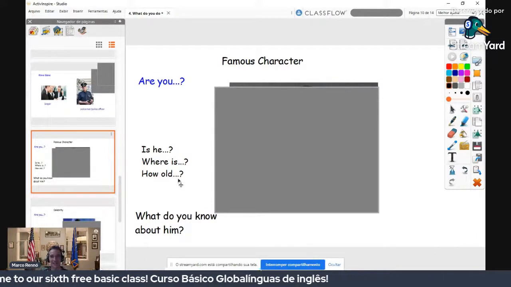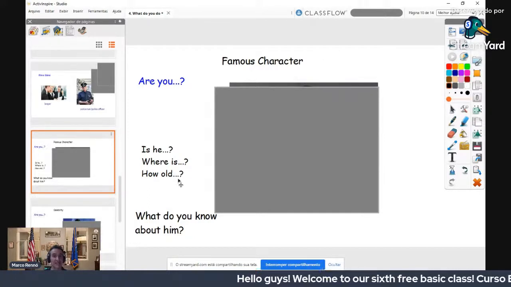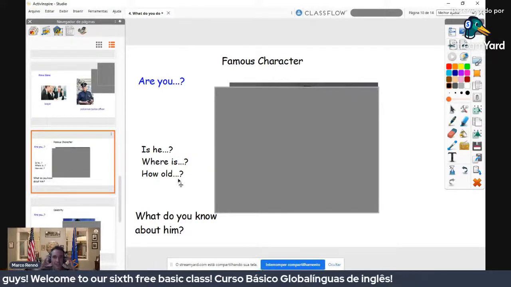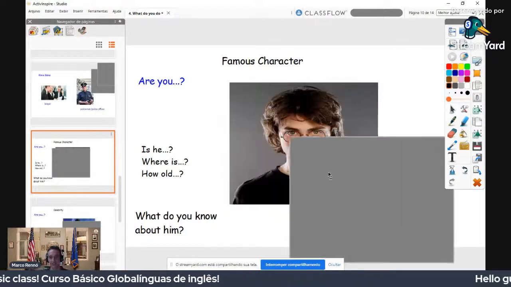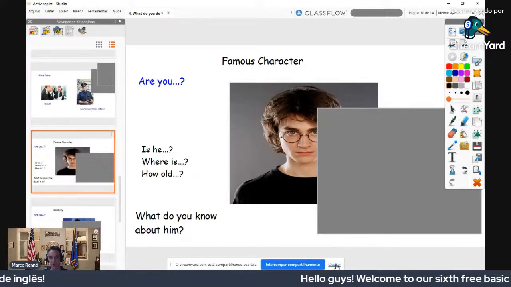Not a singer, not a sportsman. I will give you a tip. He's a magician. So, who is this character? This character is Harry Potter, right? Harry Potter.